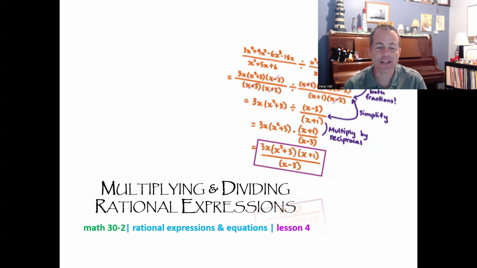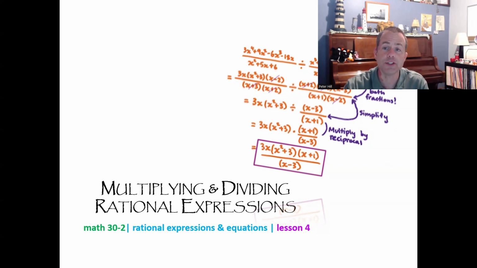Hey friends! Okay, so today is lesson 4 in our rational expressions and equations unit. For 30-2, we are going to tackle multiplying and dividing rational expressions, okay? So we've now talked about non-permissible values. We've talked about simplifying, factoring things first, and then trying to simplify. This is not a super large stretch after that conversation. It's just kind of putting a bunch of things together.